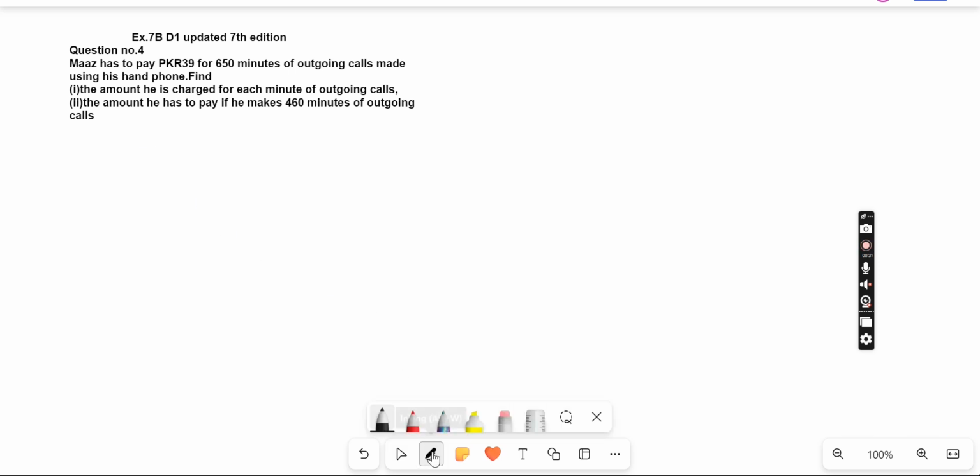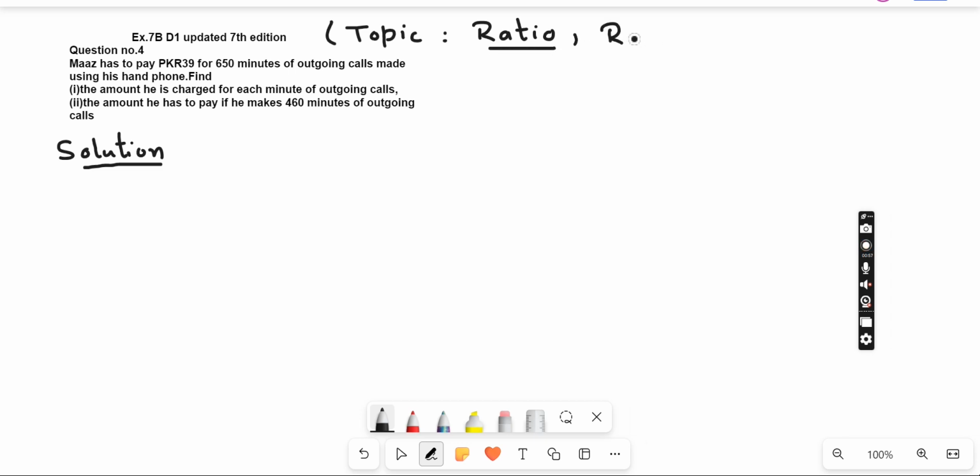So what we are going to do here, first of all, we'll consider the given data of the question. This is from the ratio portion of the chapter, and the topic here is rate. It's the updated edition, and the chapter number and the arrangement of the questions are a little bit changed. First we talked about ratio, and nowadays we are working with the topic rate.